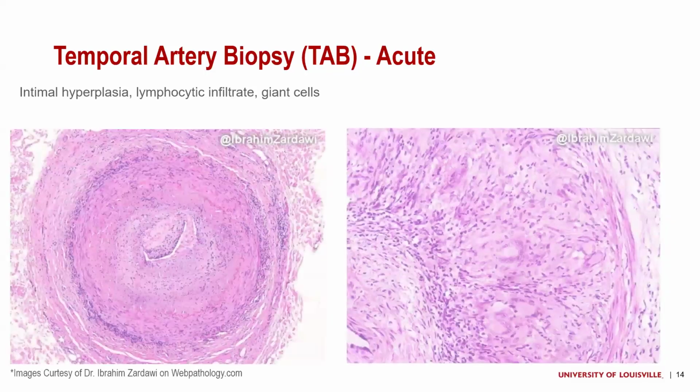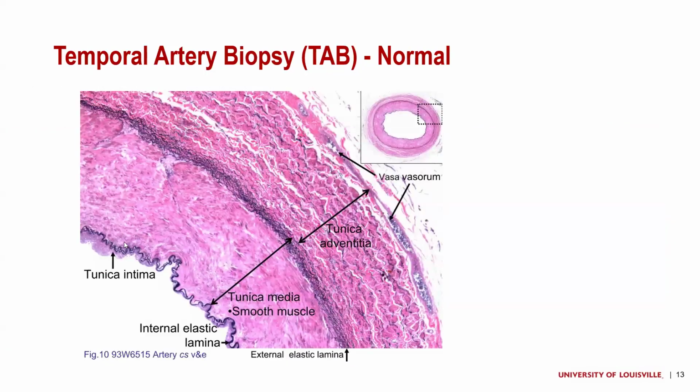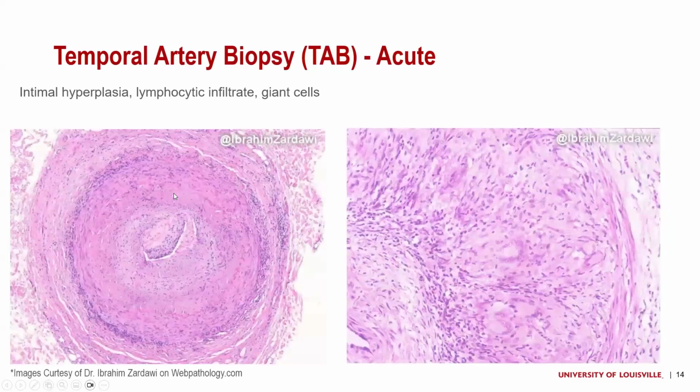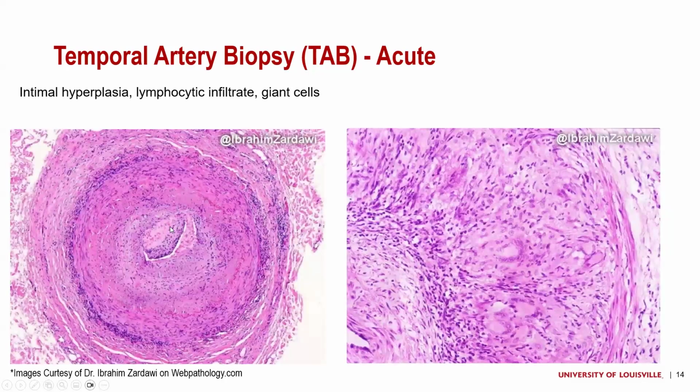If you go back, let's see. If you go here, you see the tunica intima. You can barely see it at some areas. If you go here, the tunica intima is gigantic. It's obscuring the lumen significantly. And you can imagine how this would cause claudication and ischemia to tissue.